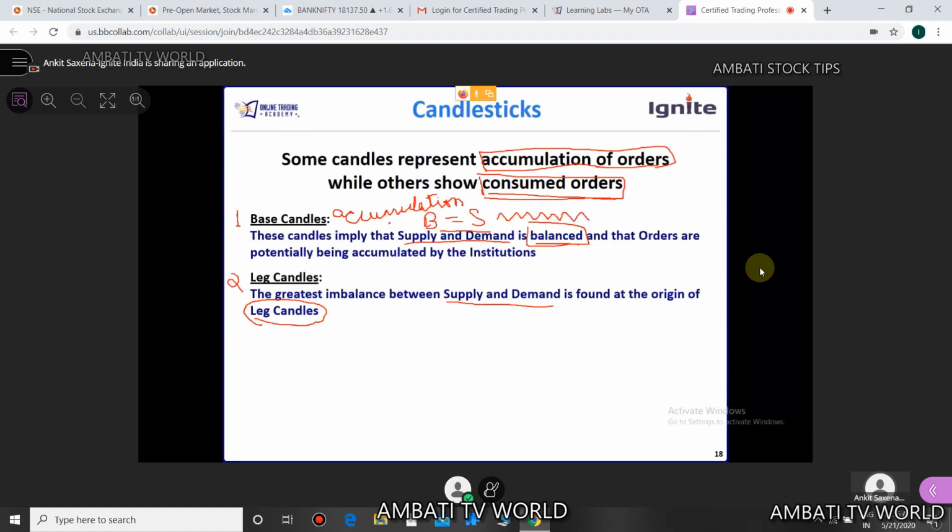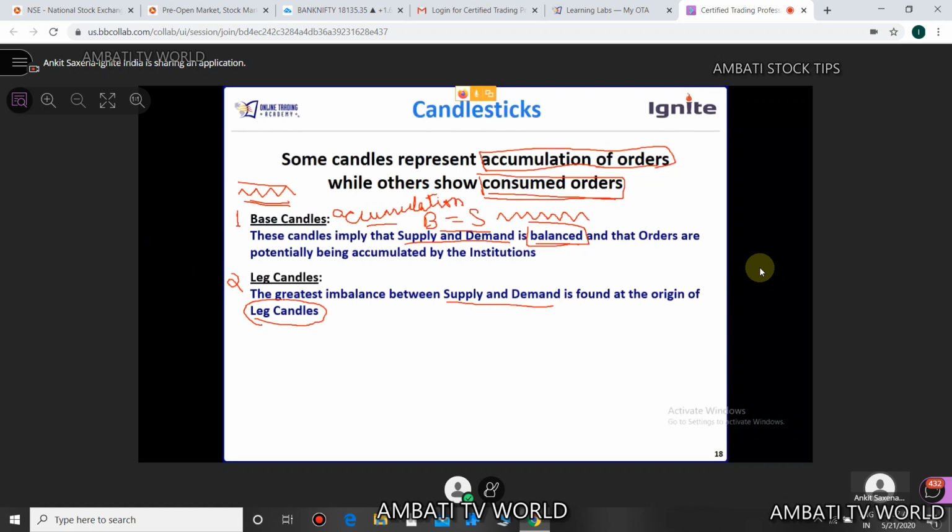Now, base candle means accumulation. Why accumulation? Because the prices are moving sideways. And we know, as per the law of demand and law of supply, that if the prices are sideways, it means buyers and sellers are almost equal, and there is a fight going on between the buyers and the sellers. No one is a clear winner here, and the fight is going on.